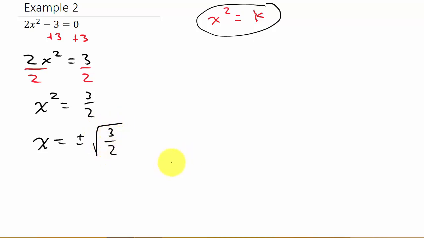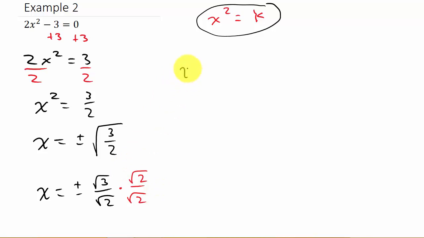And then, as you know, we have to simplify the radical. So we can't have a fraction under the radical. So x is equal to plus or minus the square root of 3 over the square root of 2. We can split it up like that. Okay, remember your properties for radicals. Alright, so the next thing, we can't have a radical in the denominator, so we need to rationalize the denominator. So I'm going to multiply numerator and denominator by square root of 2 over square root of 2.